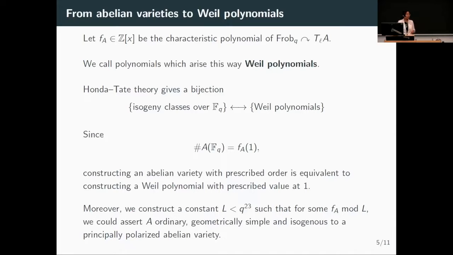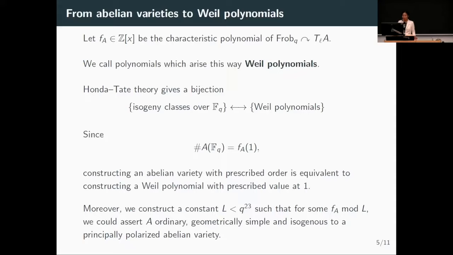for some Weil polynomial, from this information mod L, I can assert that my abelian variety has the desired properties that I want. For example, ordinary, geometrically simple, and isogenous to a principally polarized one. So this isogeny class contains a principally polarized object. And the important thing here is that this constant L only depends on q. It does not depend on the dimension of the abelian variety. Okay, so this gives you a way to determine these properties by looking at the reduction of the polynomial.